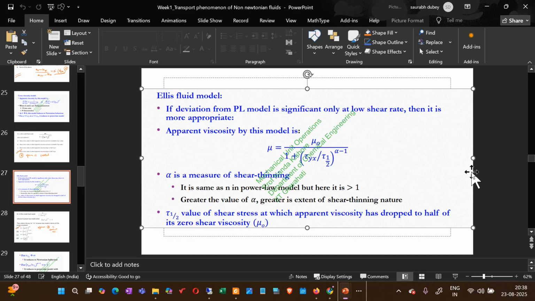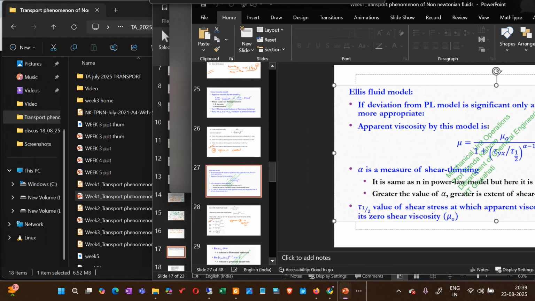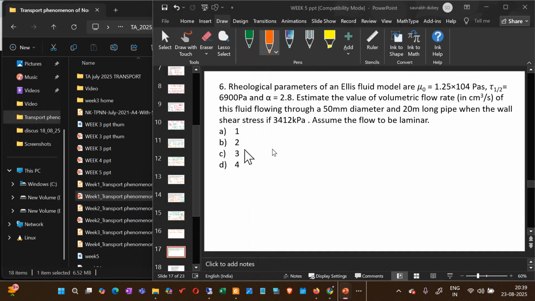So the Ellis model is more appropriate if the deviation from the power law model is significant only at low shear rate. Here you have the apparent viscosity; for a Newtonian fluid, mu apparent and mu are the same thing. It is mu naught divided by 1 plus tau yx over tau half to the power alpha minus 1. This particular expression we will actually be using for our discussions.